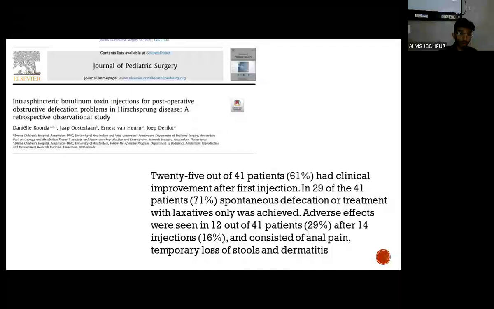months. For the botulinum toxin injection, for example, a study showed that among 41 patients, 25, that is 61%, had a clinical improvement after botulinum toxin injection, and in 29 of the 41 patients, spontaneous defecation or treatment with laxatives was achieved. Adverse effects were seen in 12 of the 41 patients, and this included anal pain, temporary loss of stools, and dermatitis.